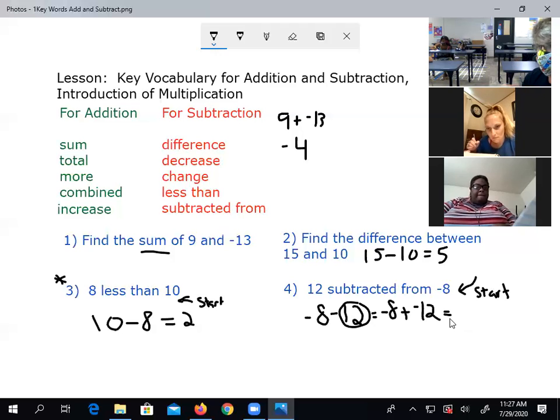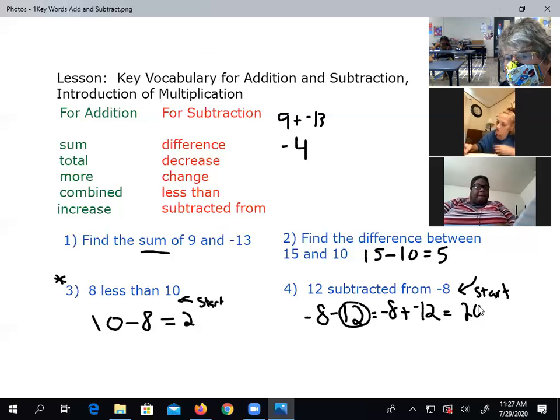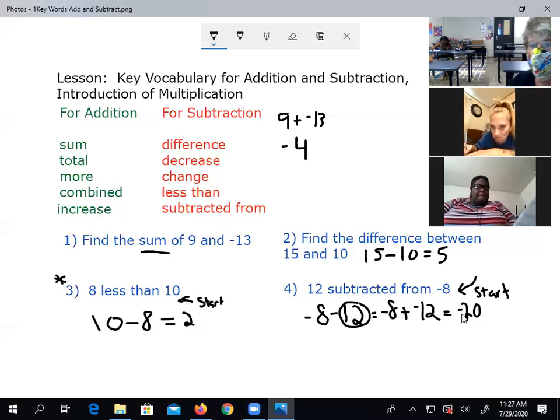Again, since these are integers, I like to use labels. It's $8 that I owe combined with $12 I owe, which means we're going to owe a total of 20. So that's going to be a negative 20. So remember, if the signs are the same, we add them together and we keep the sign.